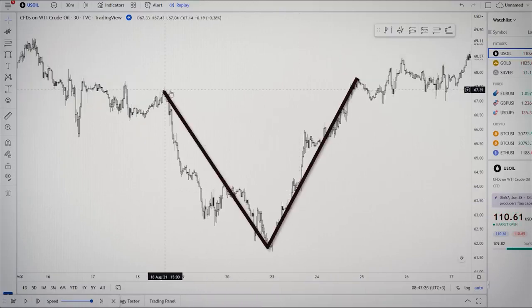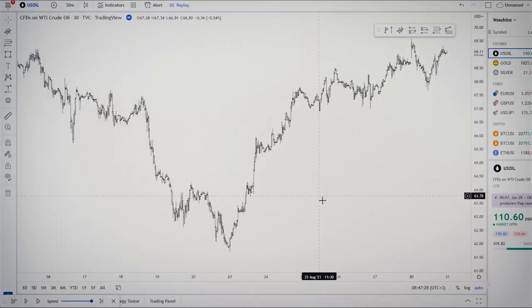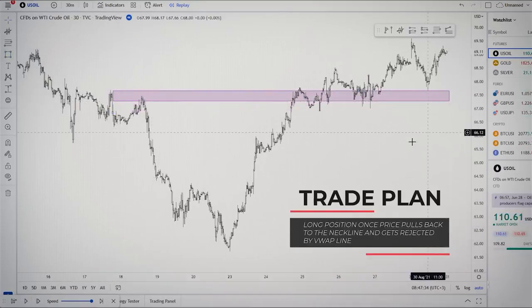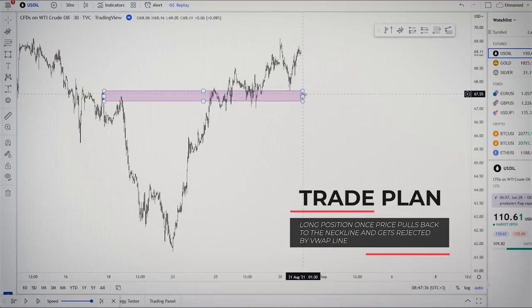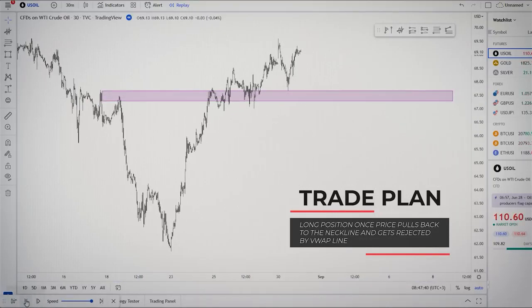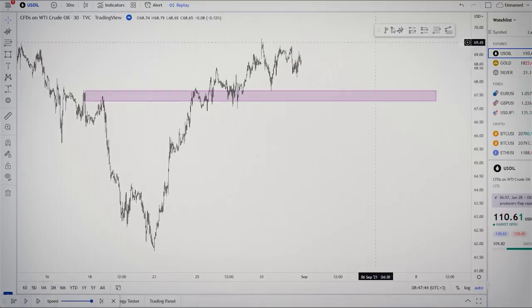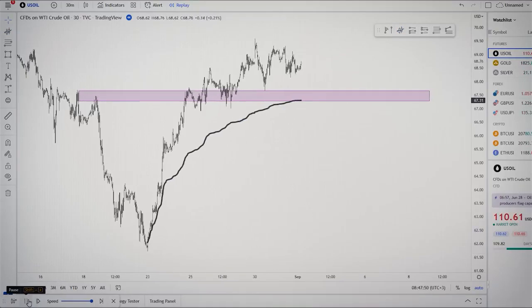The neckline of the pattern is evident now. The conservative way to trade would be to wait for a break and close above the neckline, and to attempt a long position once price pulls back to the neckline and gets rejected. We have the breakout above the neckline, so let's add the anchored VWAP at the lowest low of the formation.